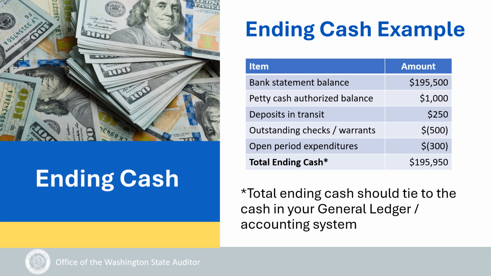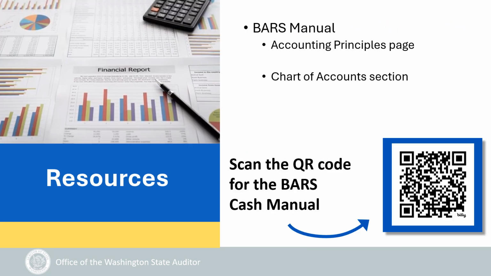All of these items considered will bring us to an ending cash balance of $195,950 to be reported by this government. Make note that this ending cash balance should tie to the ending cash balance that's recorded in the general ledger of the government.